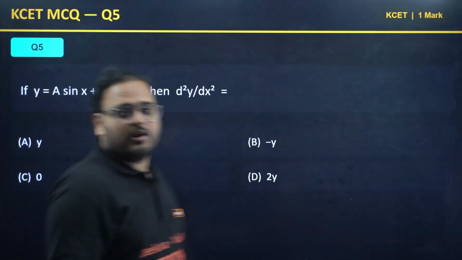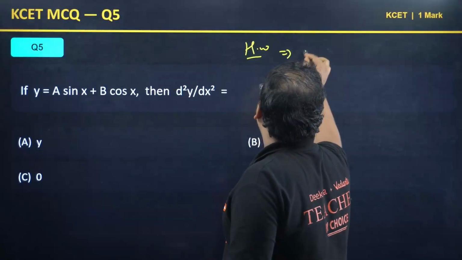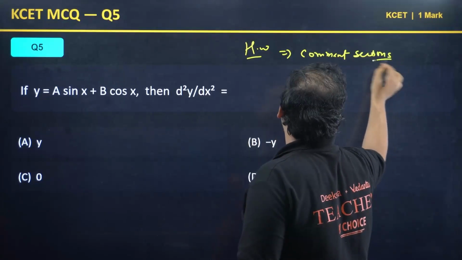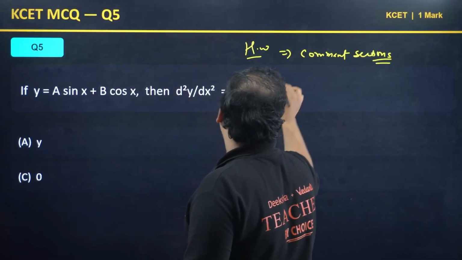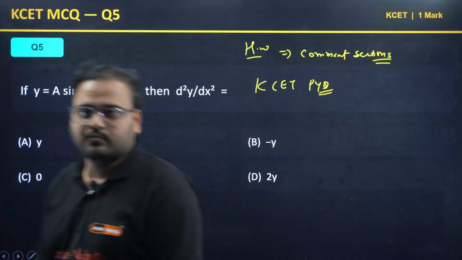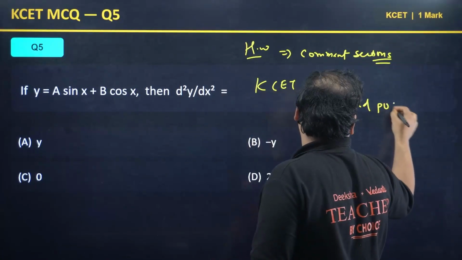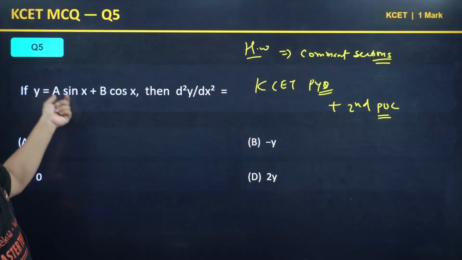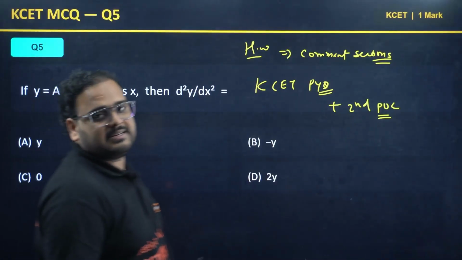This one I want all of you to solve. This is the homework. I want from all of you in the comment section, what is the answer for this question? And this is the KCET PYQ, by the way, and also a PYQ of boards. I want answers from all of you for question number 5. You can see y is given as a sin x plus b cos x. The options are y minus y0 and 2y a b c d. You have to let me know question number 5.